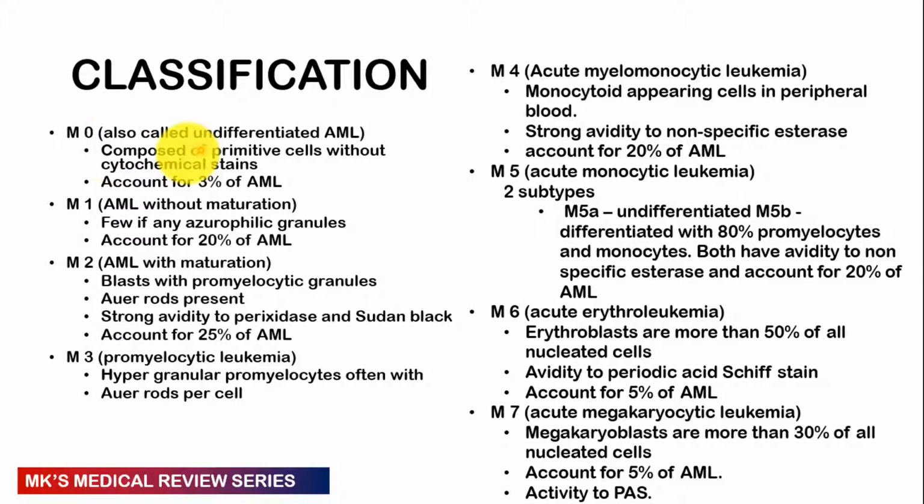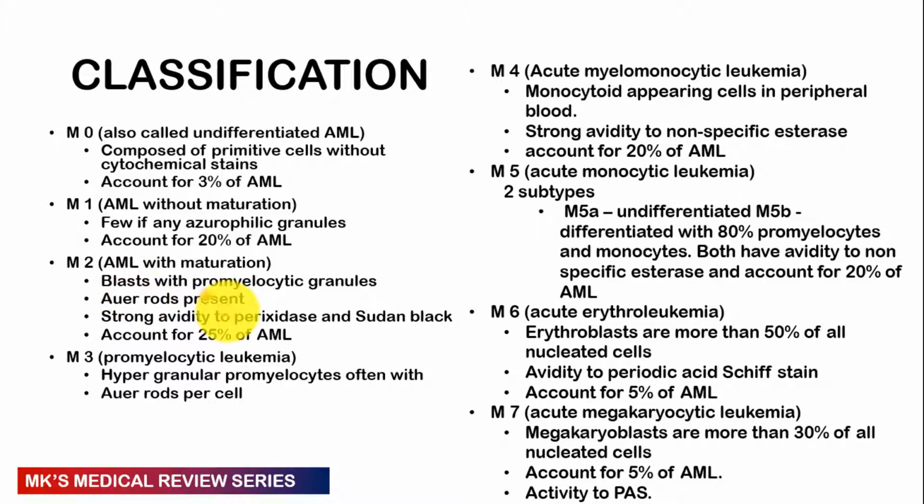M0 is also known as undifferentiated acute myeloid leukemia. Here you have these primitive cells that do not stain with any cytochemical stains. These account for 3% of the acute myeloid leukemias. Then you have the acute myeloid leukemia without maturation, which is M1. Here they have a few azurophilic granules, and these account for 20%. Then the greatest majority, accounting for 25% of the acute myeloid leukemias, is also known as acute myeloid leukemia with maturation.